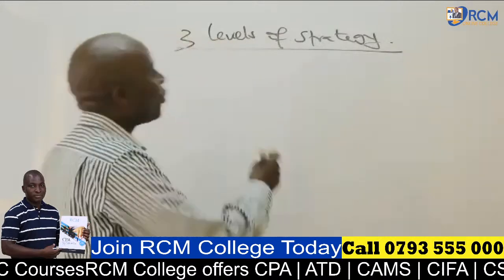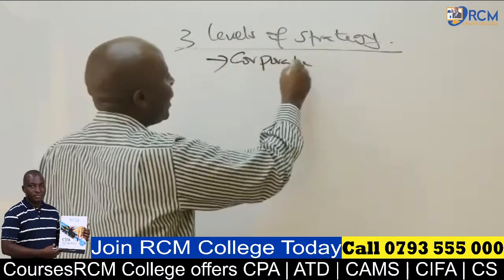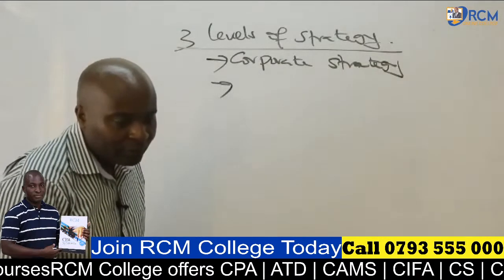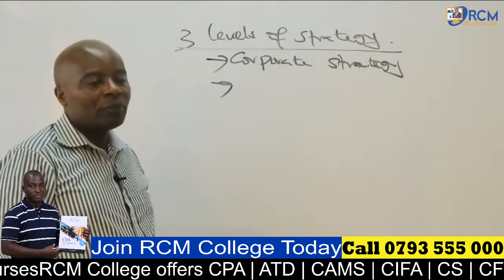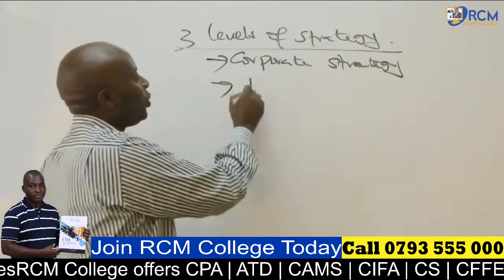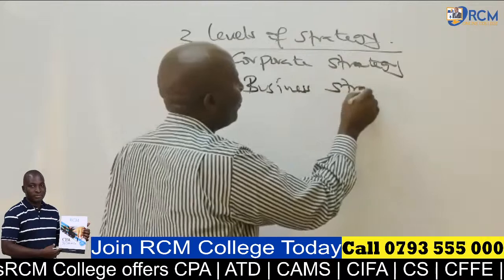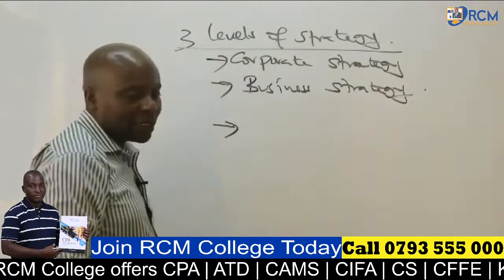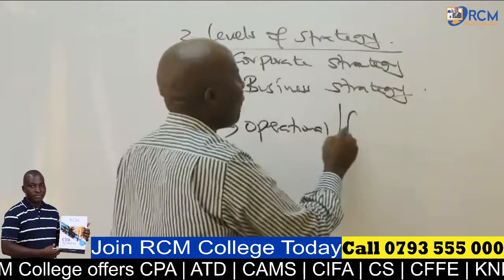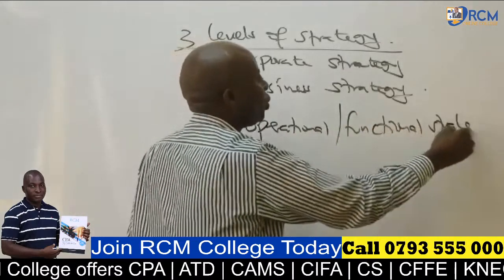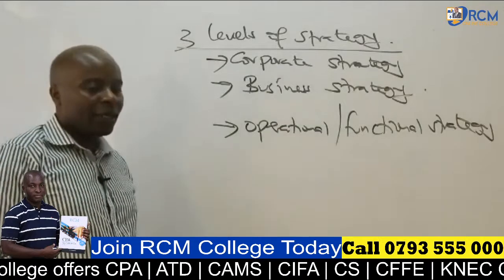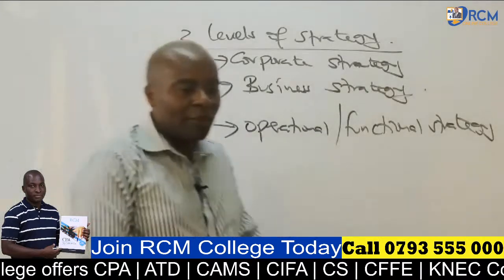So you have said the first one is corporate strategy. Strategies at the top. Corporate strategy, I like this. Number two is what, somebody? There is business strategy. I like that. And then lastly, what is it, somebody? Operational or functional strategy. So remember, have you been able to write this, ladies and gentlemen?